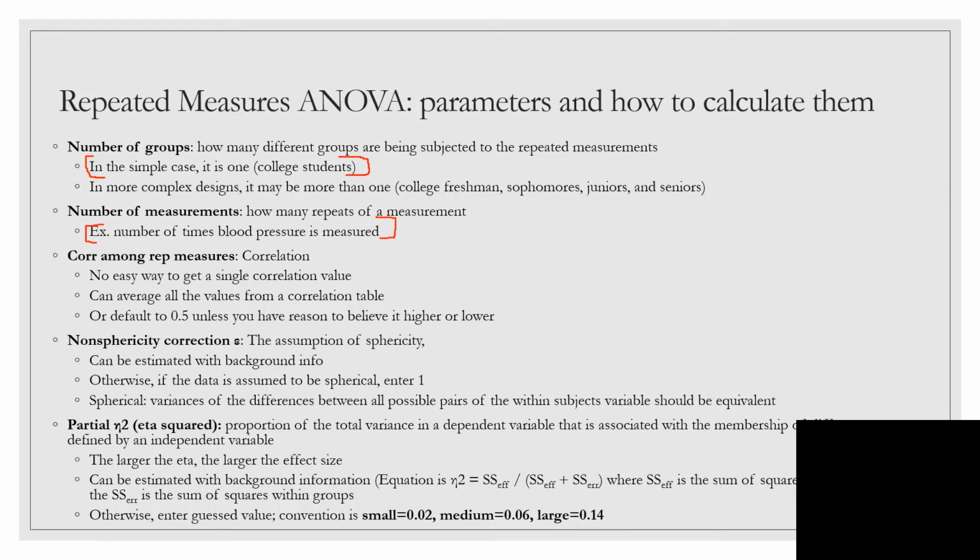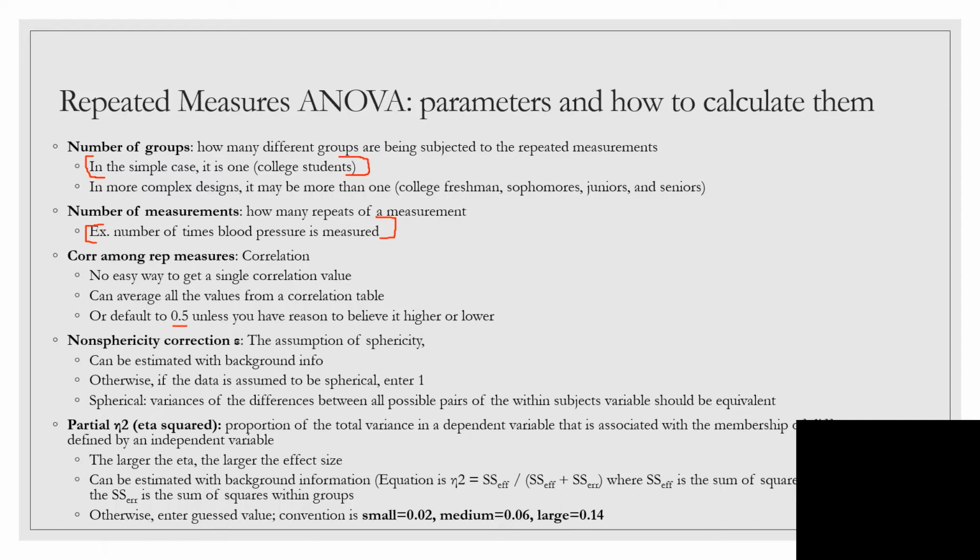Then the core among repeated measures is the correlation. So this is very easy to get, like the paired t-test correlation. What you can do is average across all the values from, say, a correlation table. So average all the correlations between your measurements. Another way is you can default it to 0.5 unless you have reason to believe it's different.